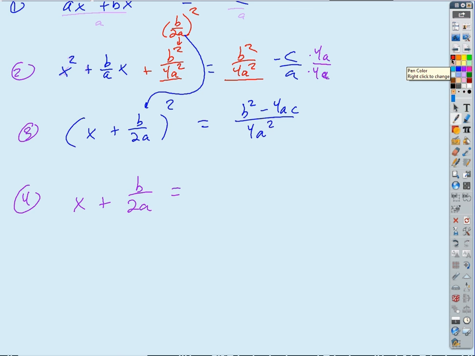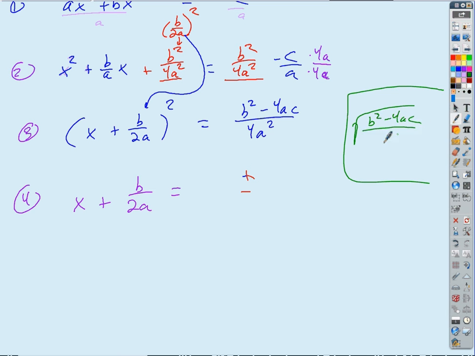Plus or minus, and then I'm going to have to square root the whole thing, right? So let's see what happens. A little side box here. If I square root b squared minus 4ac over 4a squared, that's the same thing as square rooting the top and square rooting the bottom, right? So on the top, I'm just stuck with the square root of b squared minus 4ac.